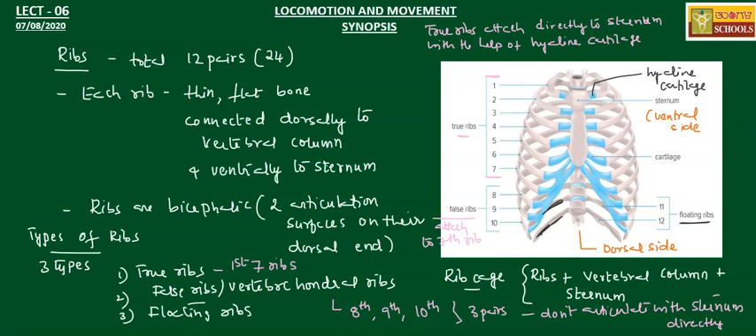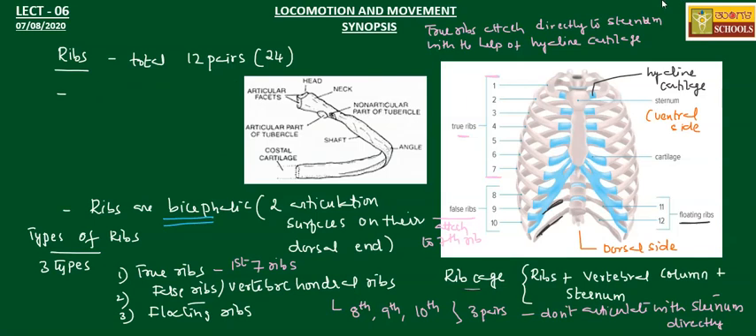So I told you that the vertebral column, sternum, and the ribs all together result in the formation of the rib cage, right? And here I told you that the ribs are bicephalic. So we'll see the picture of ribs that shows this bicephalic condition also.